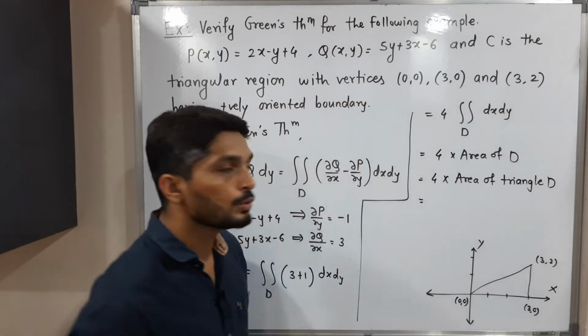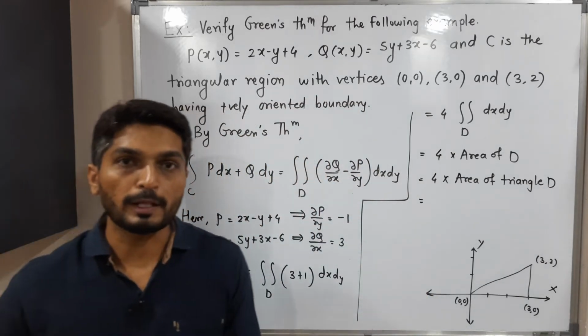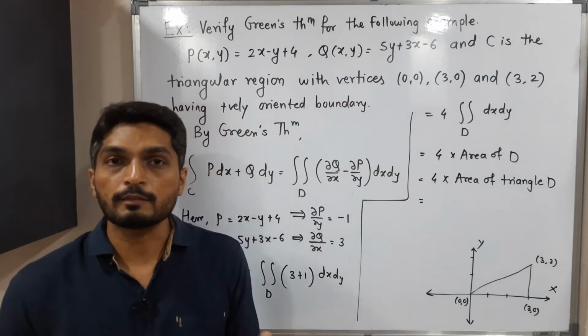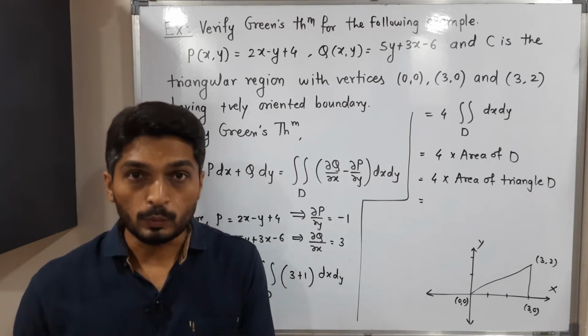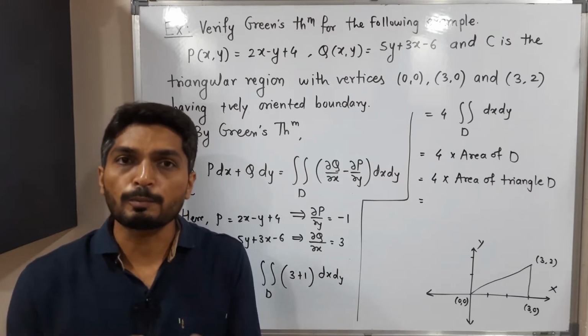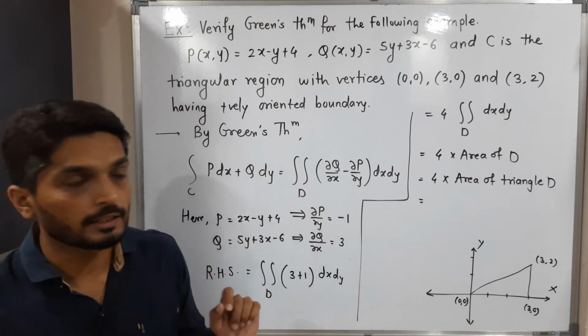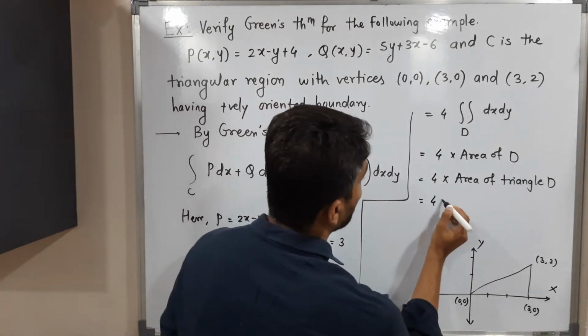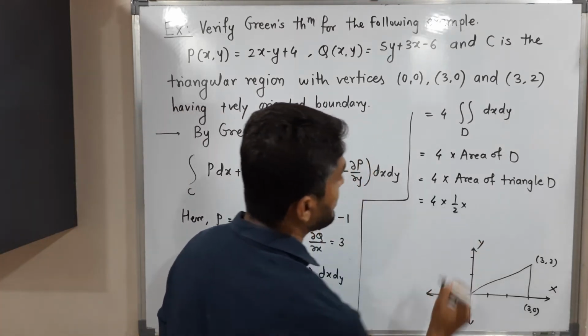See, in our schools we have already seen the formula to find the area of a triangle. What is the formula? 1/2 into base into height. The same formula I am going to use to find the area of triangle D, right? So that formula is 1/2 base.